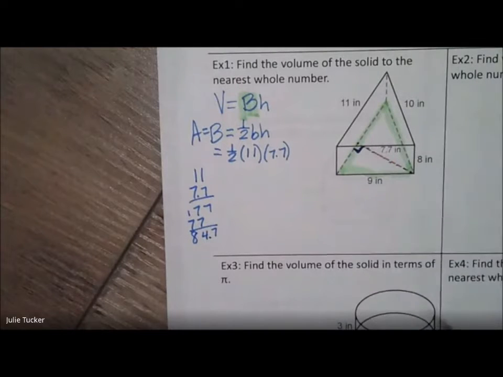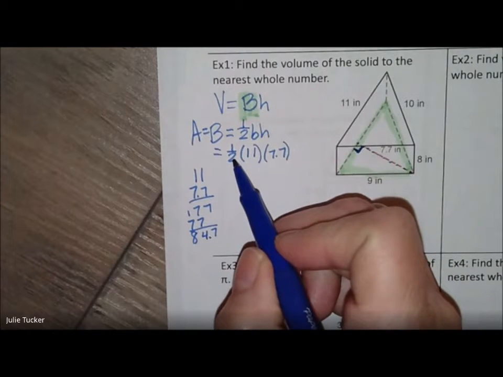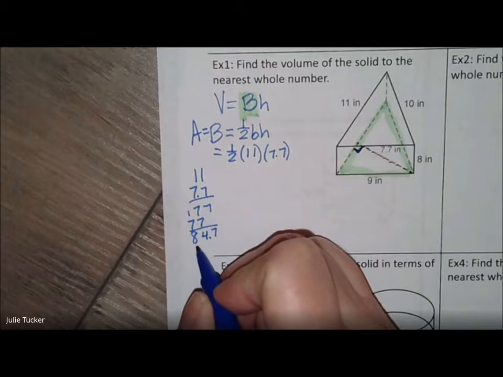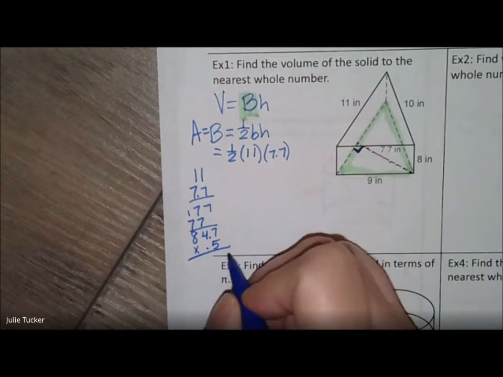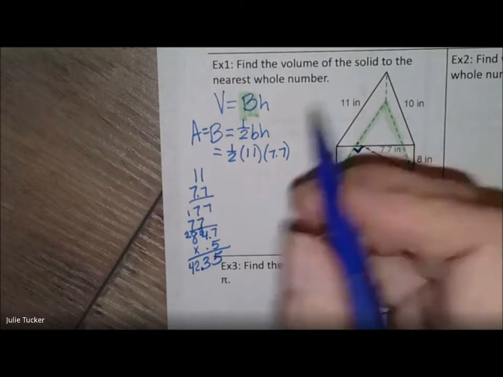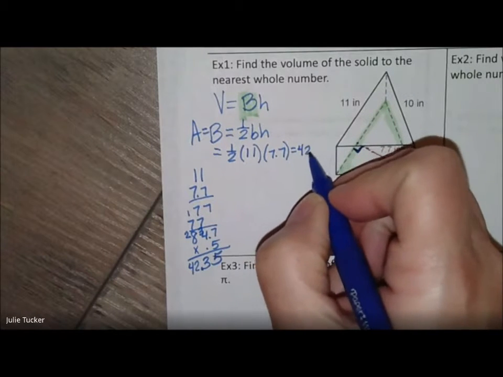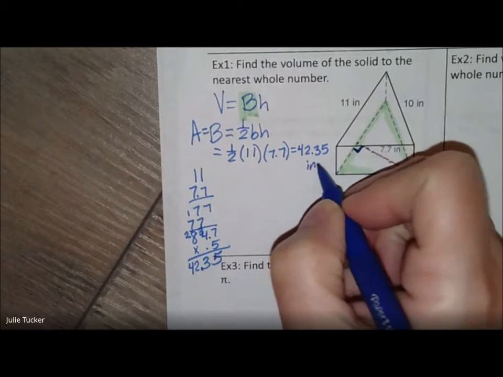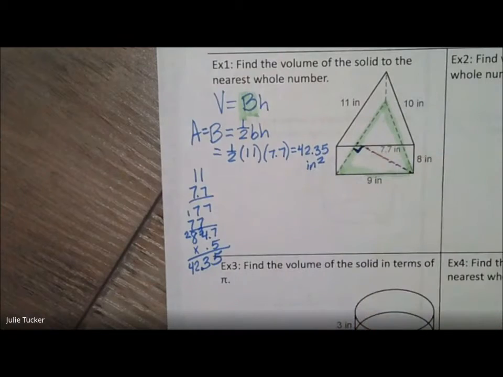Okay, I got 84.7, but I have to do half of that. So I'm going to go times 0.5. And I got 42.35. And that's inches squared. All right, so that's going to go inside of my volume formula in place of the B, because that is the area of the base.